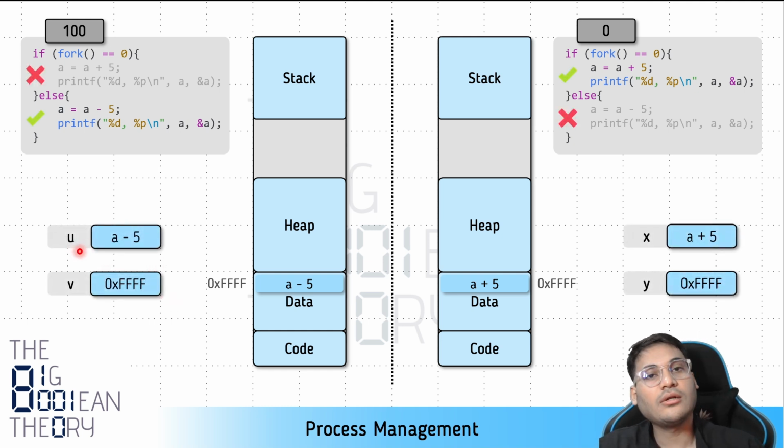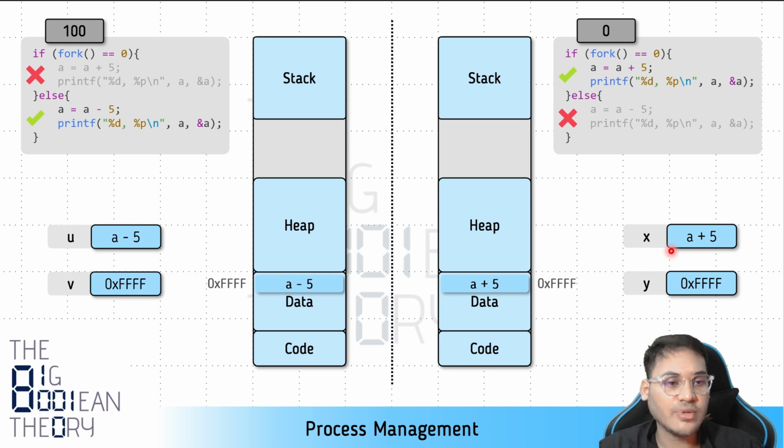As you know, we had assigned different variable names to the different values that will be printed. In the case of the parent process, we have u and v, and in the case of the child process, we have x and y. So whatever is the value of a, we have assigned that to u. Then the address is v. In the case of the child process, the value of a is assigned to x, and the address of a is assigned to y, right?